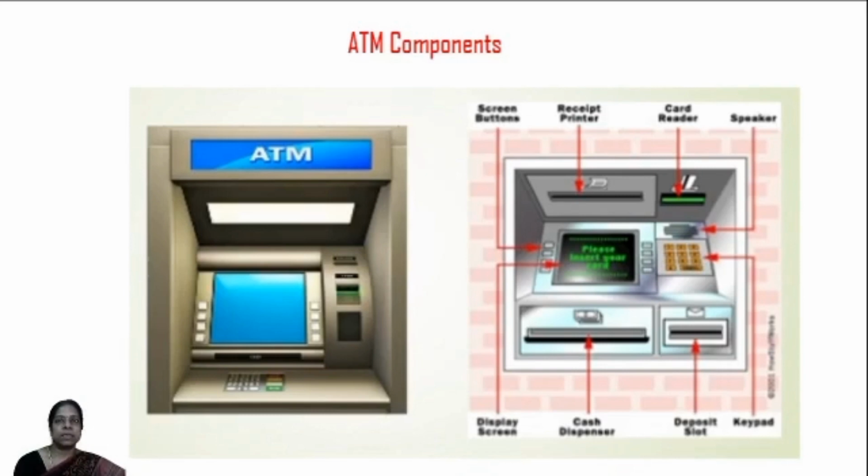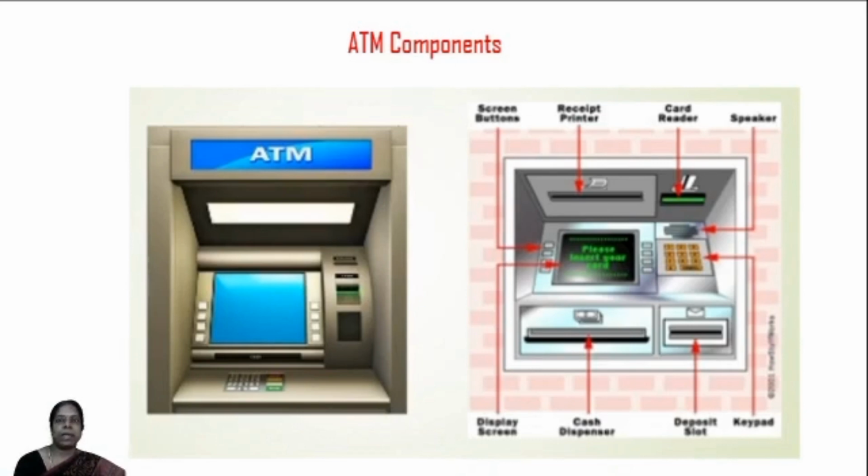The next one is cash dispenser. The most important part of the automated teller machine is cash dispenser. The cash dispenser is responsible for giving out the correct amount of cash you have requested for. So after getting instruction from the host controller to pay the money, cash dispenser will count the money and dispenses the money out of it. So this is the function of cash dispenser.